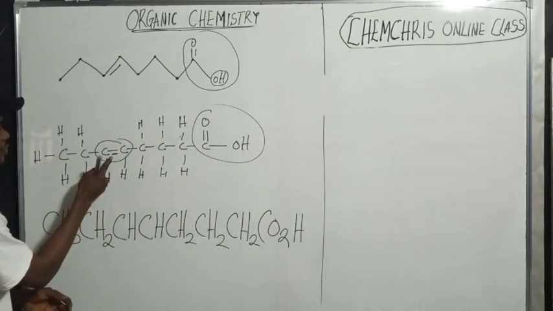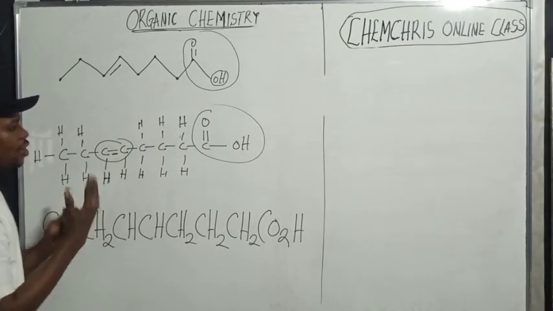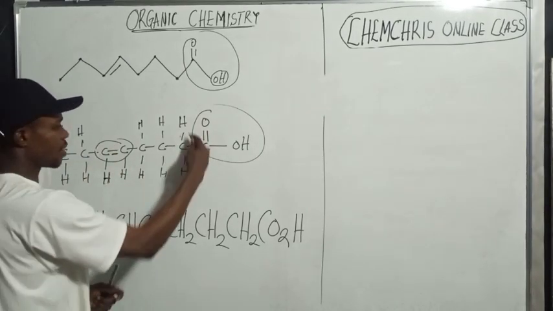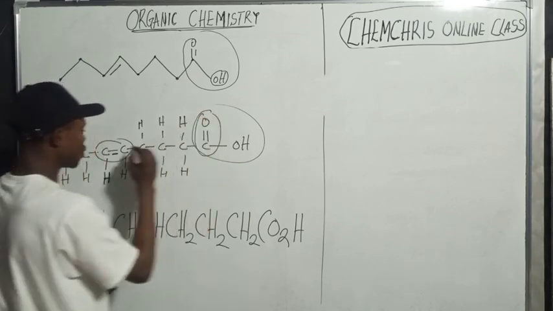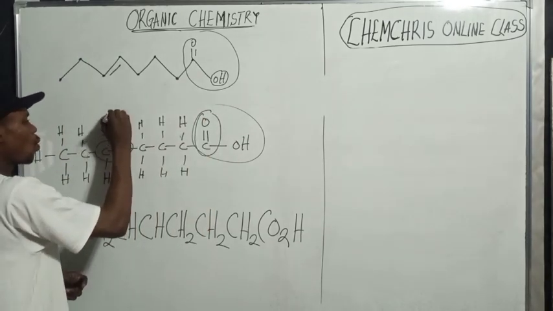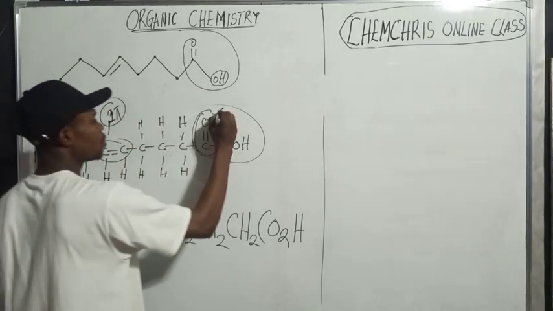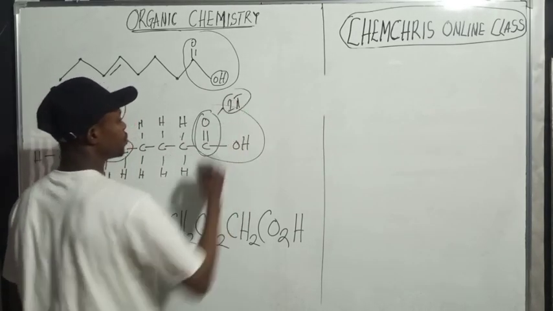So here we have a double bond here. So here we have two double bonds. We have one here, we have one here, right? So there's a double bond here, there's a double bond here. Now this will contain one pi bond. One what? Pi bond. This will contain one pi bond, right?